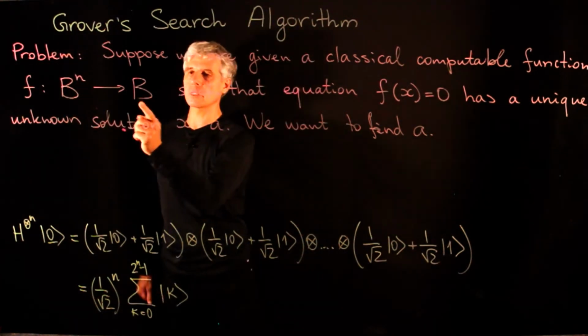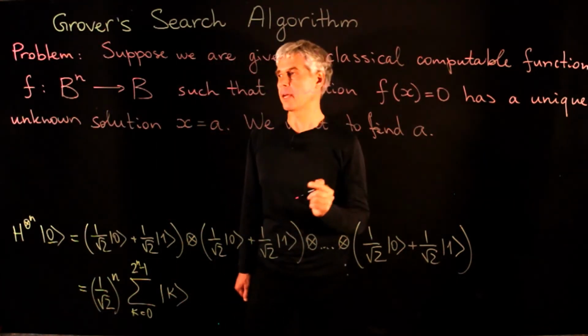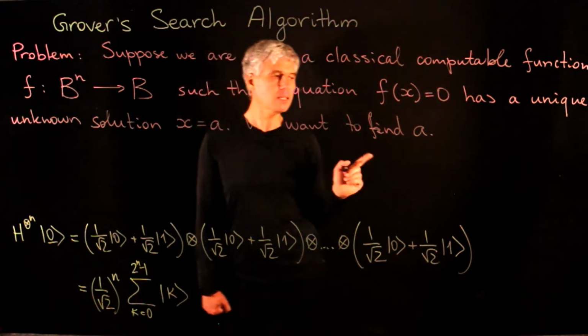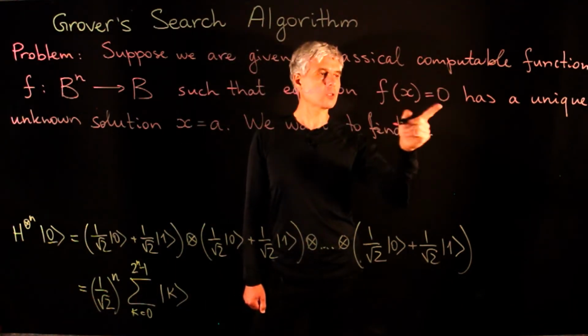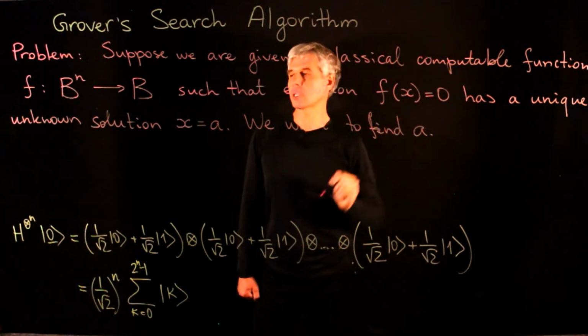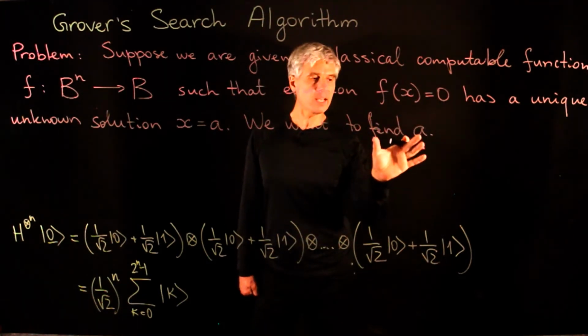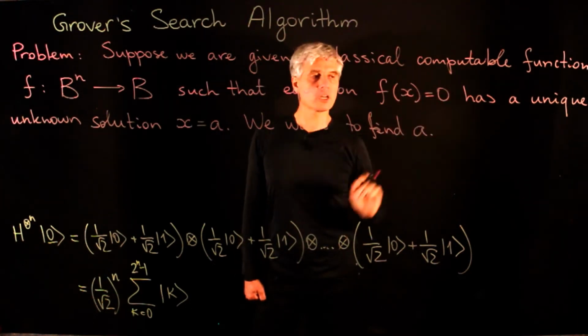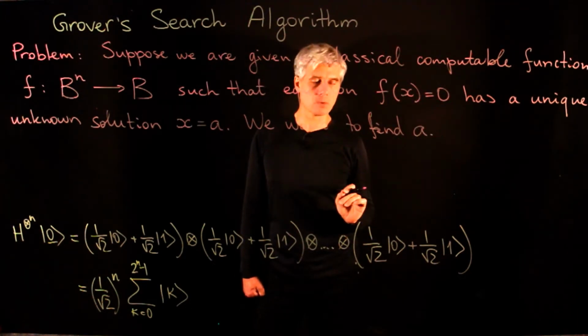Right? So this function assumes only two values, 0 and 1. For most inputs, it produces value 1, and there is a single value for which the output is 0. This value is unknown, and we want to solve essentially this equation: f of x is equal to 0.